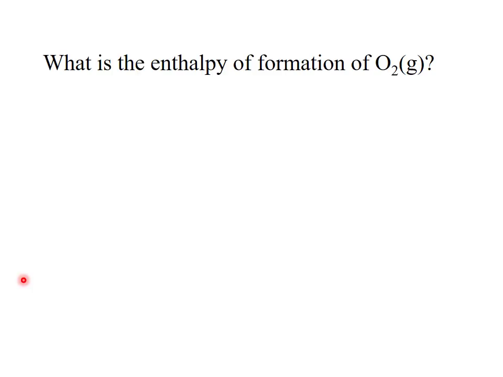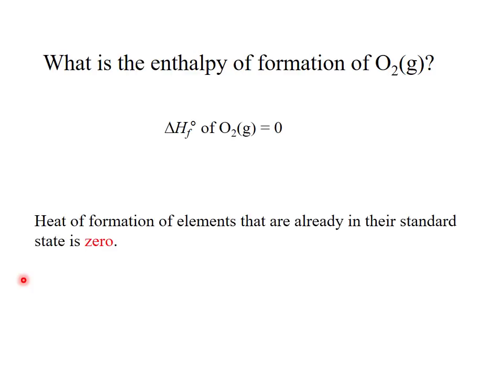What is the enthalpy of formation of O2 gas? Notice that O2 gas is already a standard state, so it's not forming from anything. So enthalpy of formation of O2 gas would be 0. Heats of formation of elements that are already in their standard state is 0. Therefore, standard heat of formation of fluorine gas, bromine liquid, potassium solid, carbon solid in its graphite state would all be 0 because these elements are already in their standard states.